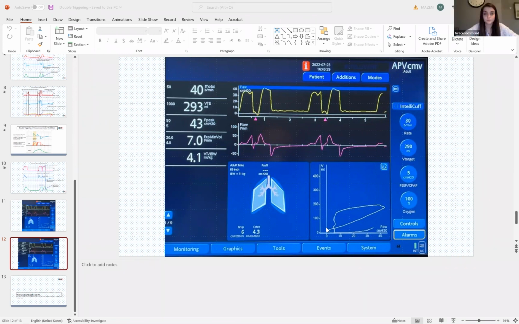And another good question would be which one is better for double triggering, pressure control or volume control? Anybody would be able to answer that question in protective lung strategy or in ARDS patients? If you have double triggering, would you rather be on pressure control or volume control? Would anybody be able to answer that question? Pressure control. And the reason being? To minimize tidal volume from doubling.